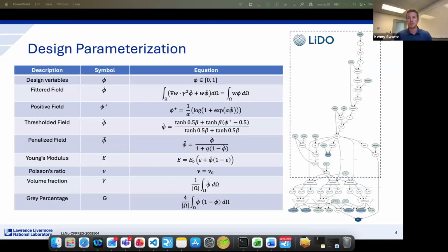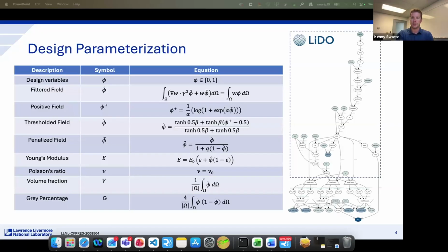And this is a really powerful way of implementing this type of work because it makes it very, very easy to change out objectives, constraints, like put additional features onto the problem and not have to think through the whole sensitivity analysis and how that's all affected. The graph handles a lot of that automation for you.